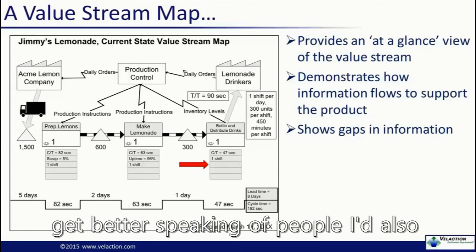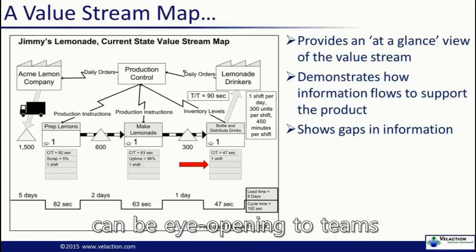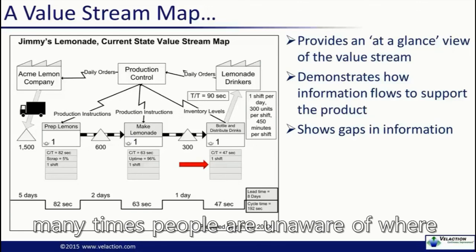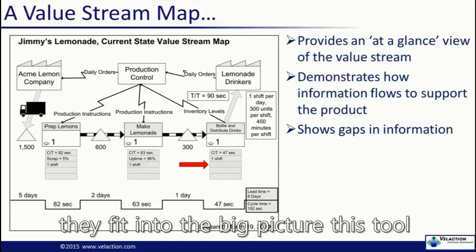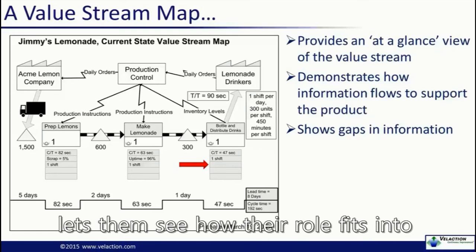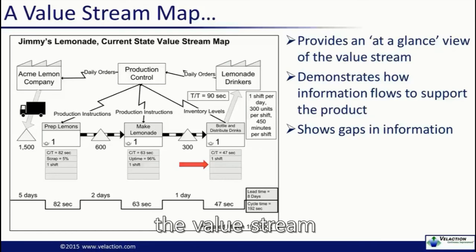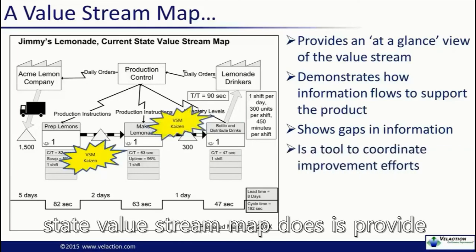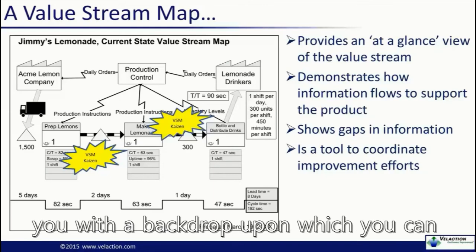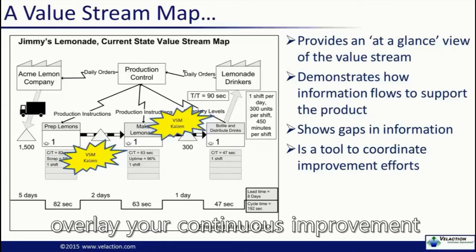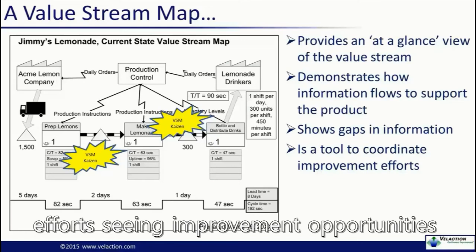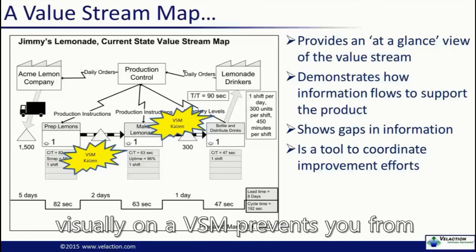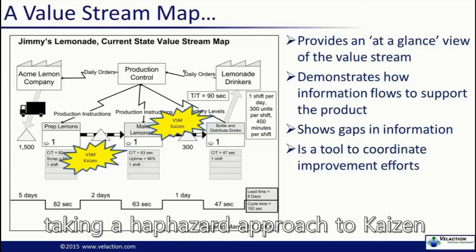Speaking of people, I'd also like to point out that the value stream can be eye-opening to teams. Many times, people are unaware of where they fit into the big picture. This tool lets them see how their role fits into the value stream. Another big thing that this current state value stream map does is provide you with a backdrop upon which you can overlay your continuous improvement efforts. Seeing improvement opportunities visually on a VSM prevents you from taking a haphazard approach to Kaizen.